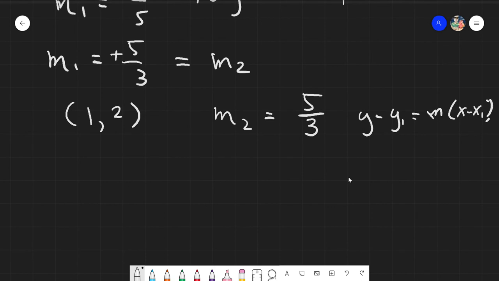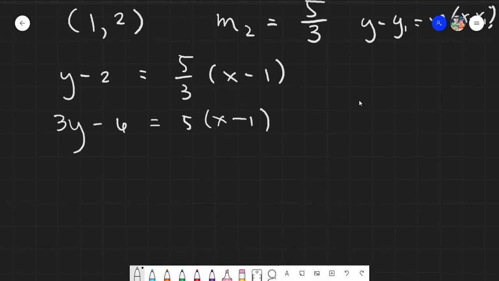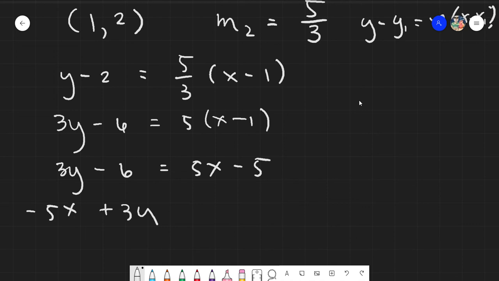Substituting, y minus 2 is equal to 5 thirds times x minus 1. Let me remove the fraction: 3y minus 6 is equal to 5 times x minus 1, giving us again 3y minus 6 is equal to 5x minus 5. Transposing everything to the other side, negative 5x plus 3y is equal to positive 1.